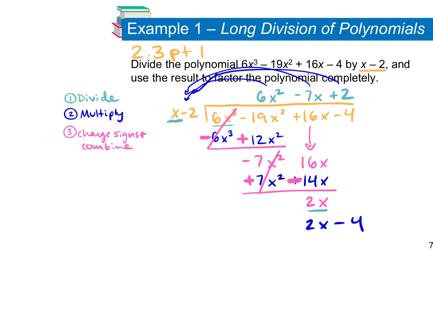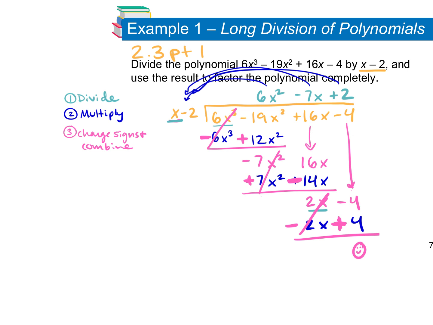What's next? Change the signs and combine. So I'm going to drop down the negative 4. The 2 x's are going to cancel. What's negative 4 plus 4? 0. So our remainder is 0.